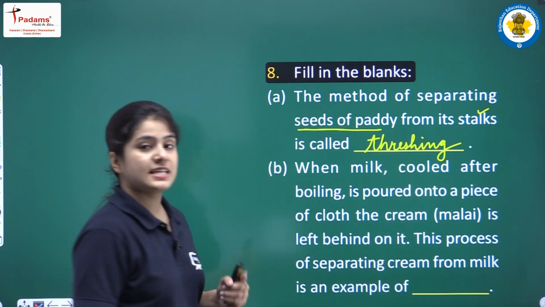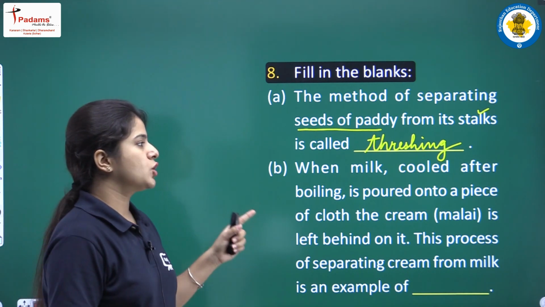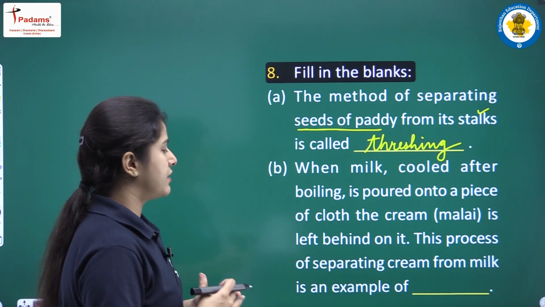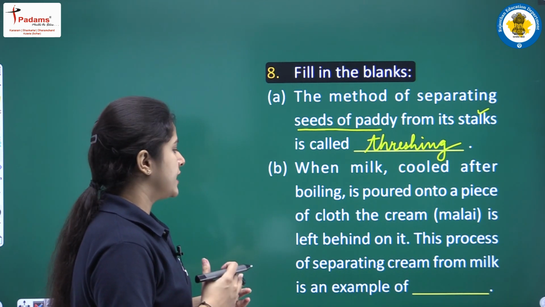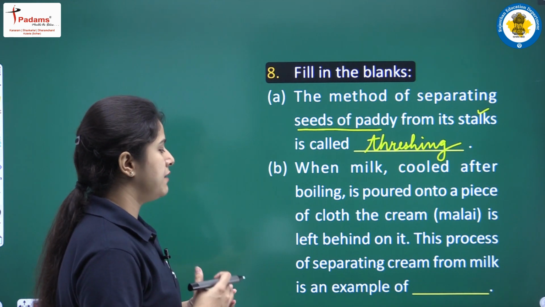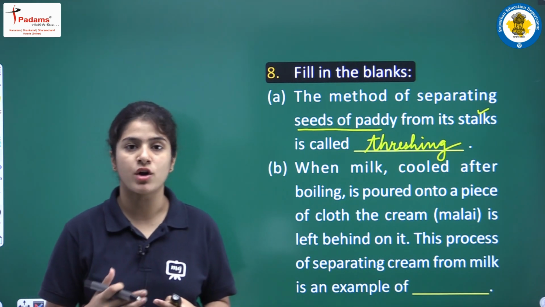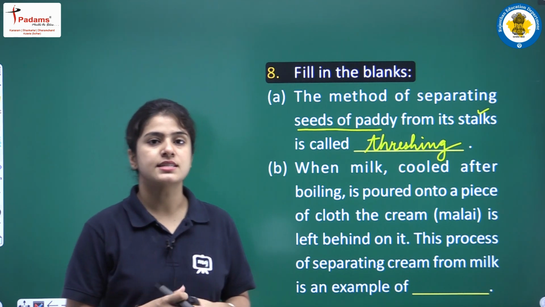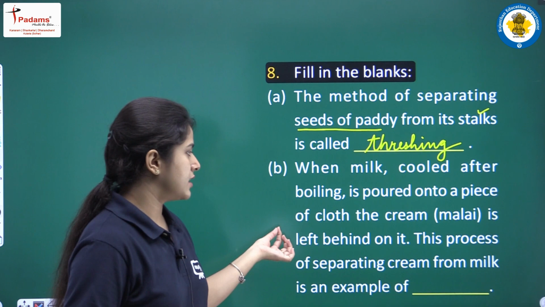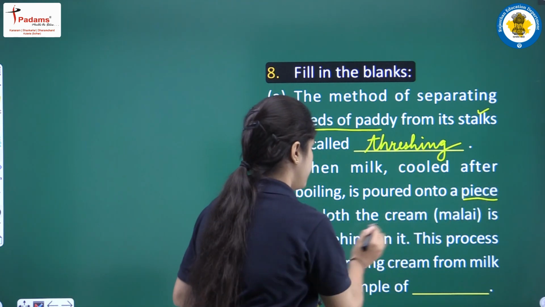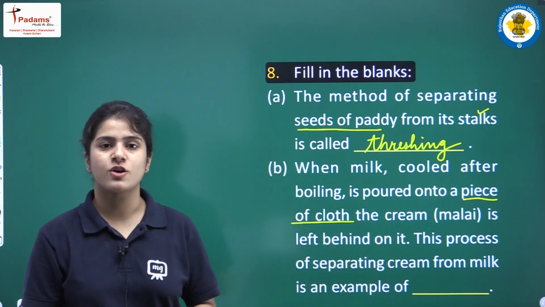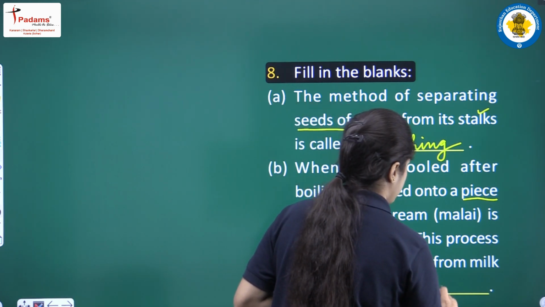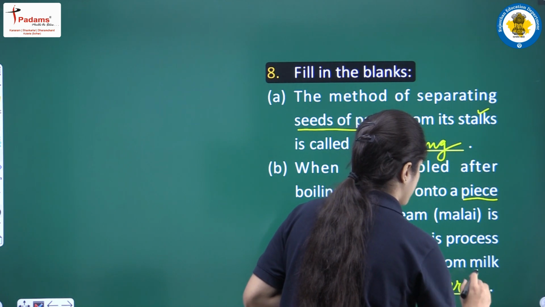Next, when milk cooled after boiling is poured onto a piece of cloth, the cream is left behind on it. This process of separating cream from the milk is an example of what process? It is an example of filtration. Why? Because you are using a piece of cloth as a filter paper. So this process is called filtration.